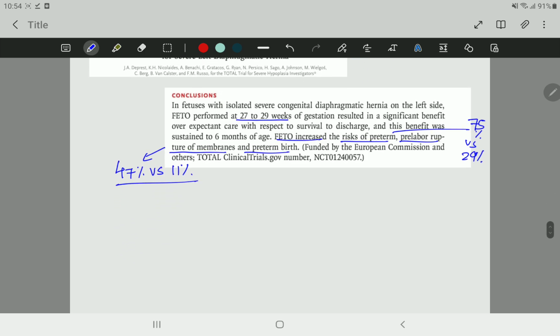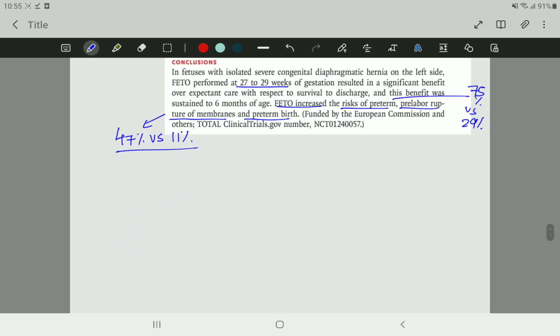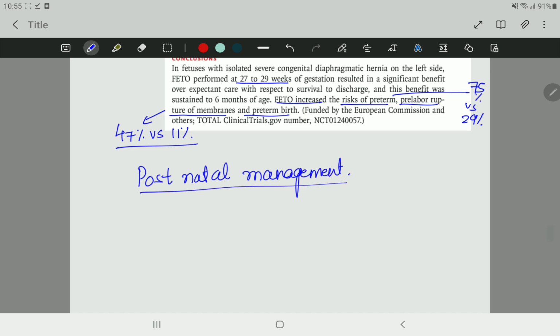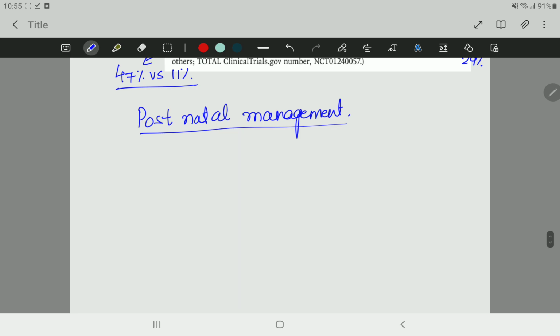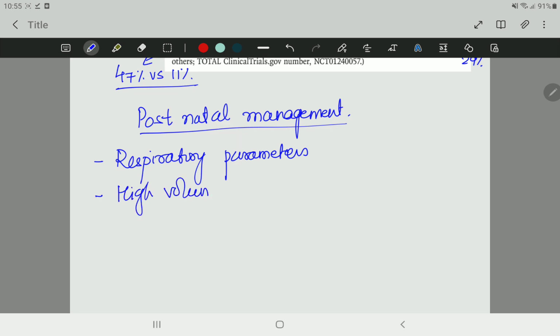Now we'll discuss the postnatal management. One should remember that this is a medical emergency. When the child is born, one has to take care of the respiratory parameters. It is a medical emergency rather than a surgical emergency. So delivery should be conducted at a tertiary care center with high volume. What is meant by high volume? That means that particular center sees around 6 CDH cases in a year.